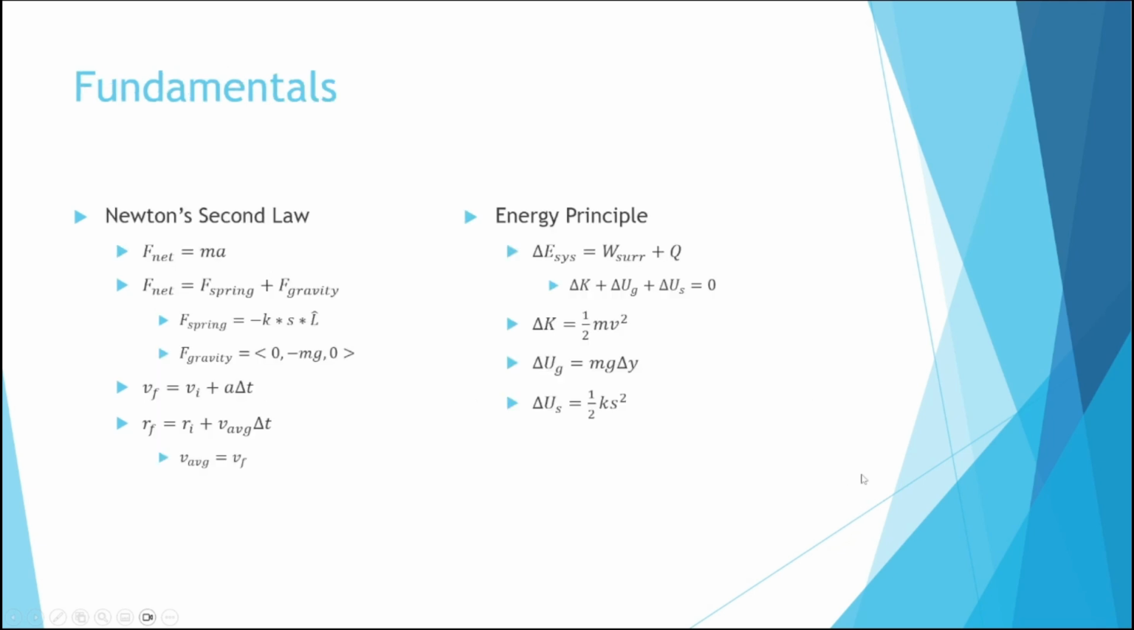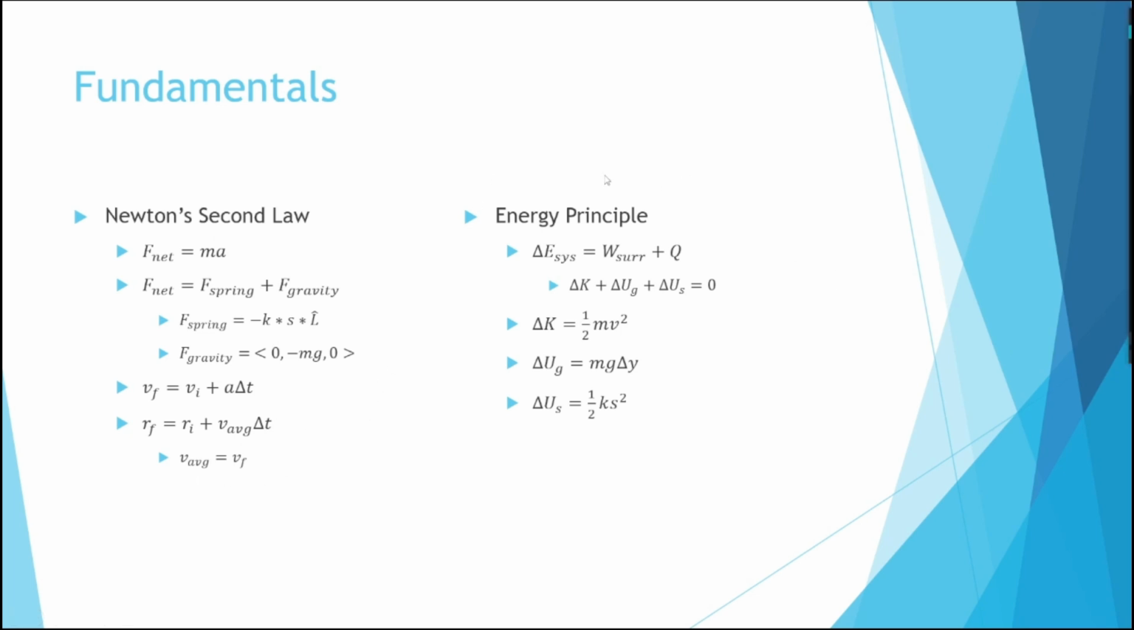The fundamentals of this lab include Newton's second law, which is given by the net force equals mass times acceleration. The net force in this case was the spring force and the force of gravity, which are calculated by these equations here, and then also the velocity and position update formula. Since the force of the spring is not constant, V average is known to be V final.